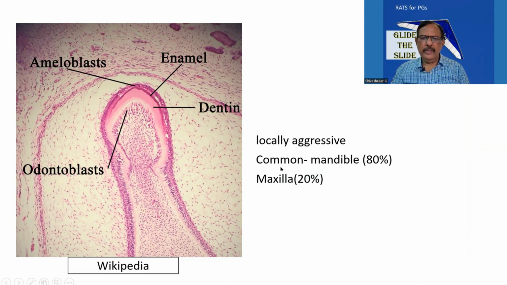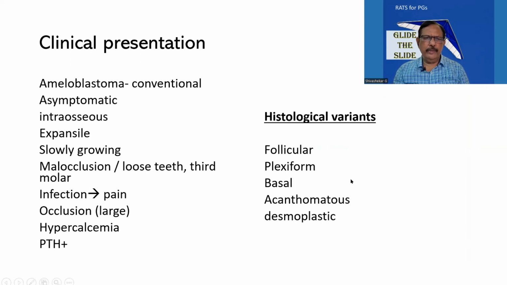It is locally aggressive, commonly present in the mandible 80%, maxilla 20%. This we have already seen. The clinical presentation. The variants people should have in mind: follicular, plexiform, basal, acanthomatous, and desmoplastic.